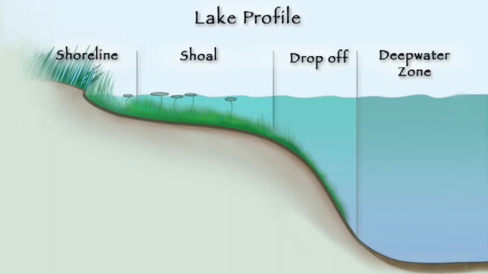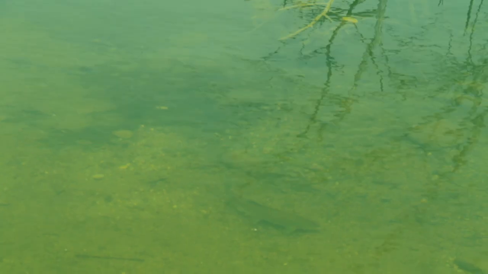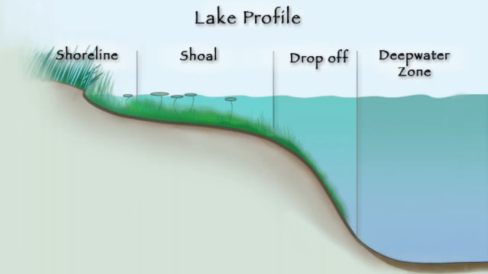Within a lake itself, there are different zones. You have the shoreline area, let's say 1 to 5 feet deep, that area adjacent to the shore. This is where fish are going to come in to feed early morning, late in the day, early spring prior to turnover, late fall. Then you have the shallow shoal area.